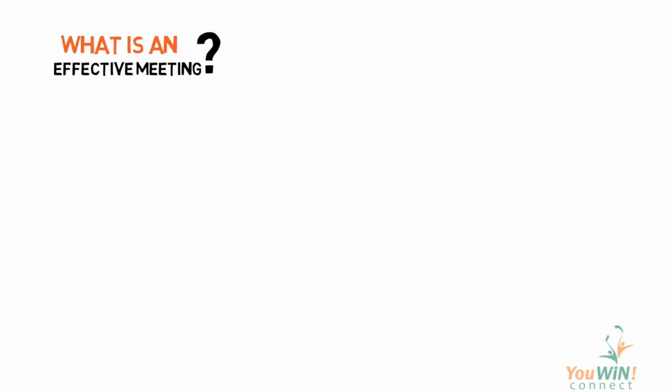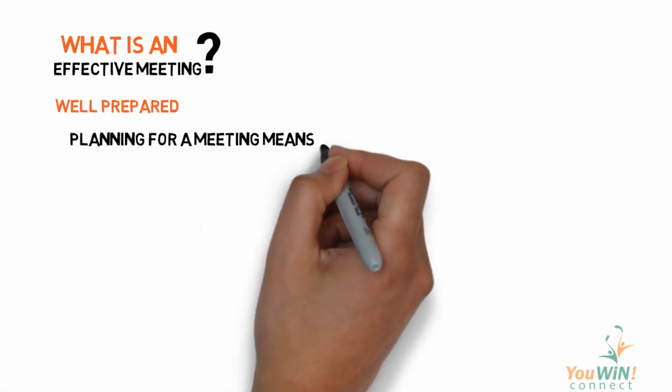What is an effective meeting? An effective meeting is a meeting where you are well prepared. As previously said, before calling for a meeting, you must ask yourself whether you should have it at all. If you decide you must have a meeting, then you must plan for it carefully. This is perhaps your most important role as a meeting organizer.